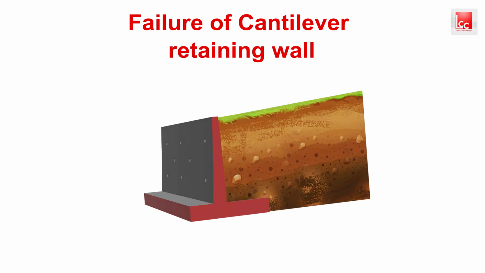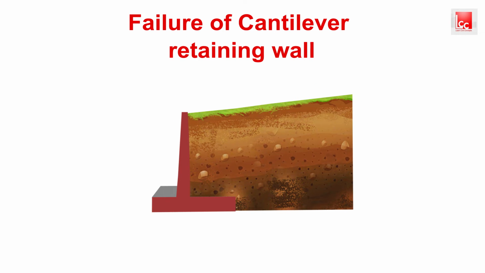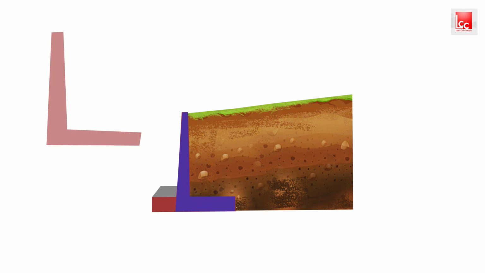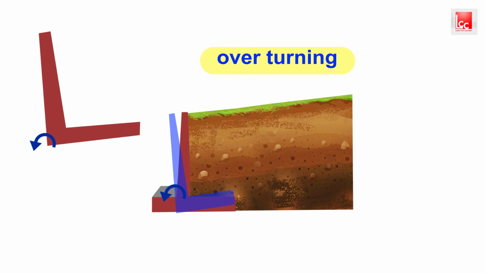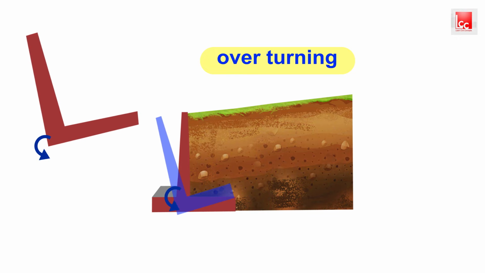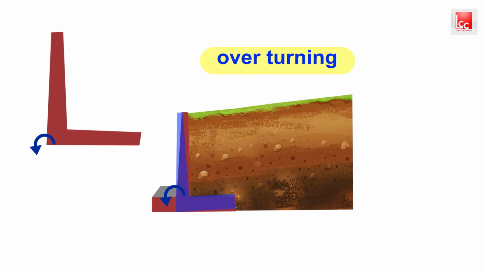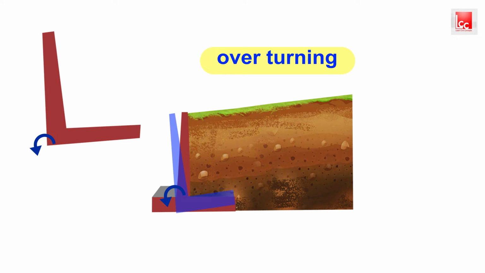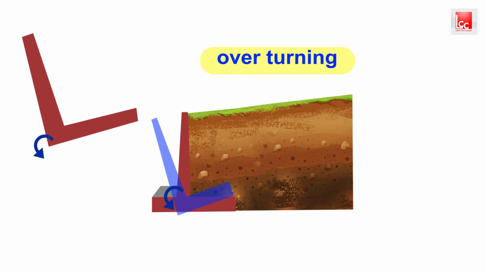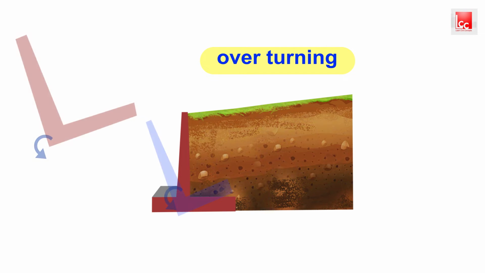Failure of cantilever retaining wall. The first way the cantilever wall gets deformed is by overturning. In the T-shaped retaining wall, the toe acts as a center of rotation and the retaining wall will get deformed as shown in the model. When the toe is not present, or say it's L-shaped, then the footing base will act as the center of rotation. You can see in the figure on the left side.